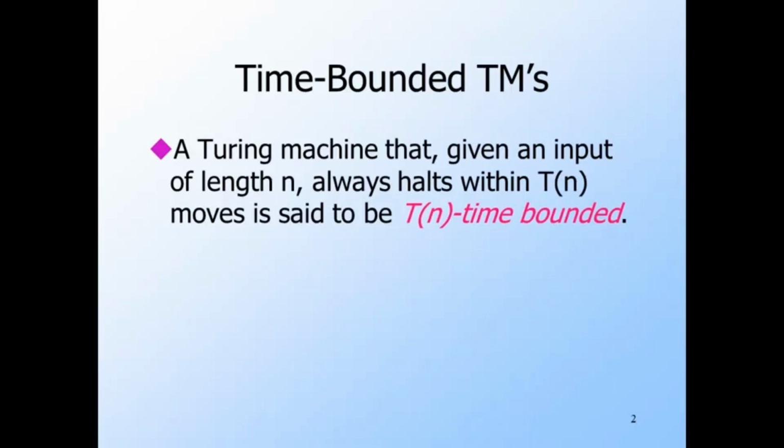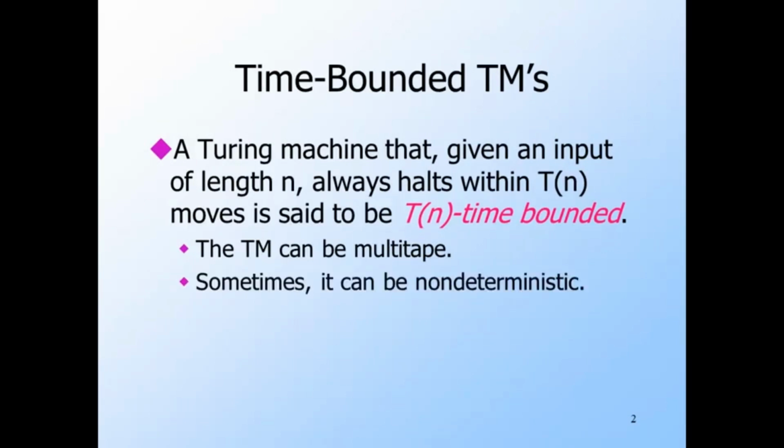We say a Turing machine is T of n time-bounded, where T of n is some function of n, like n squared or 2 to the n, if given an input of length n, the machine always halts in at most T of n steps. Okay. We allow the Turing machine to have several tapes. In some circumstances, we allow the Turing machine to be non-deterministic, although in that case we will specify that it is a T of n time-bounded, non-deterministic Turing machine. Also in that case, we mean that any sequence of moves of the non-deterministic machine is no longer than T of n.